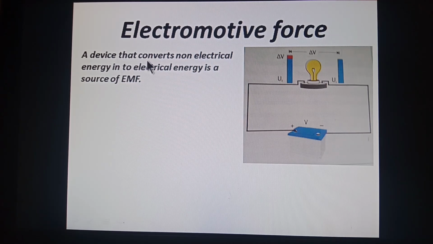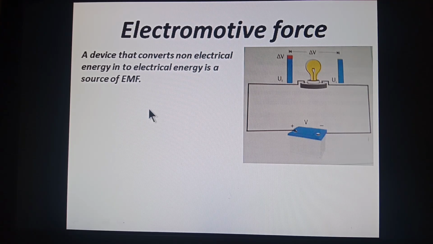A device that converts non-electrical energy into electrical energy is called a source of EMF. So this battery is a source of EMF that is used to maintain the constant potential difference across the terminals of a bulb or resistor. So it converts chemical energy, in this case, into electrical energy. It is called a source of EMF.